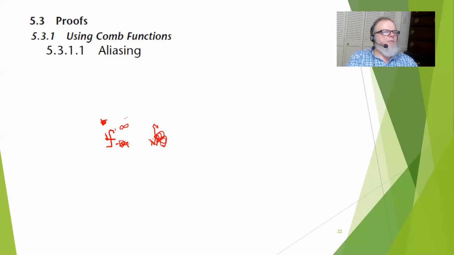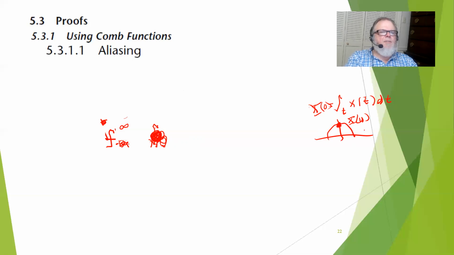Well, isn't that interesting? I'm going to have to go over here. The integral over t of x of t is equal to x of 0. So my point is that if you have an x of u, the value here is equal to the area under the signal.